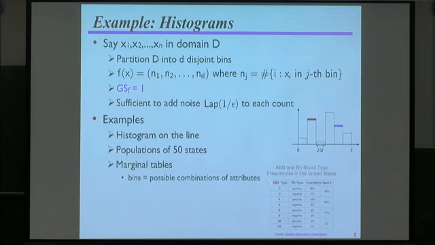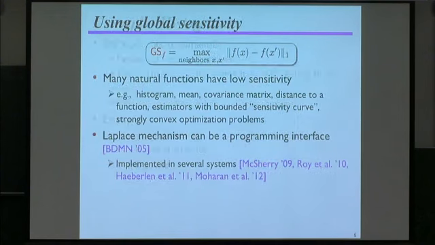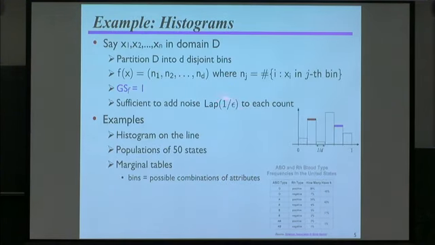Okay. So these are just more examples. The histogram could be on a line, where I've divided numerical values into regions, or the population of 50 states, or combinations of attributes like blood types. And basically what it allows me to get is an amount of noise, the amount of error I'm introducing due to privacy, that does not increase with n.